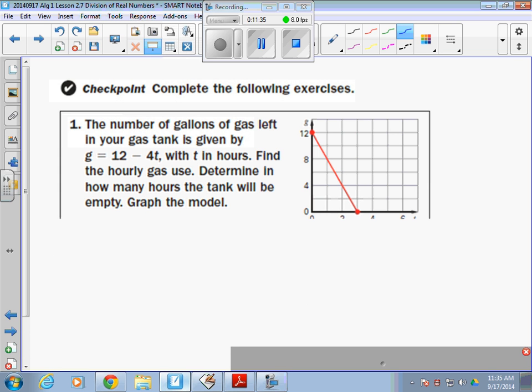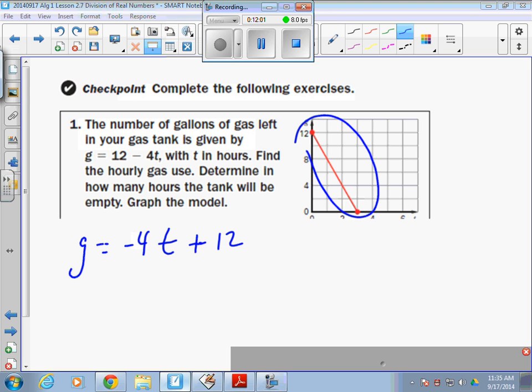Checkpoint says the number of gallons of gas left in your tank is given by G equals 12 minus 4T, with T in hours. Find the hourly gas rate, or the hourly gas use. Determine in how many hours the tank will be empty, then graph the model. Well, our graph is already completed here. If we want to make this say y equals mx plus b, we simply change it to G equals -4T plus 12.